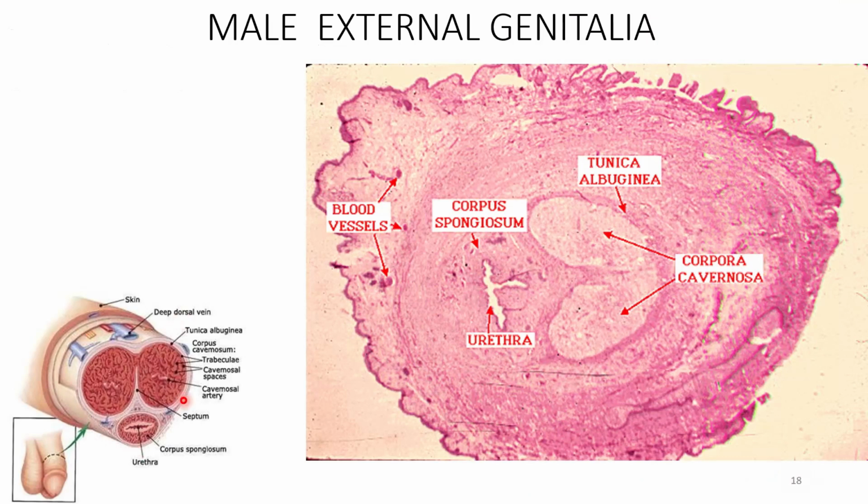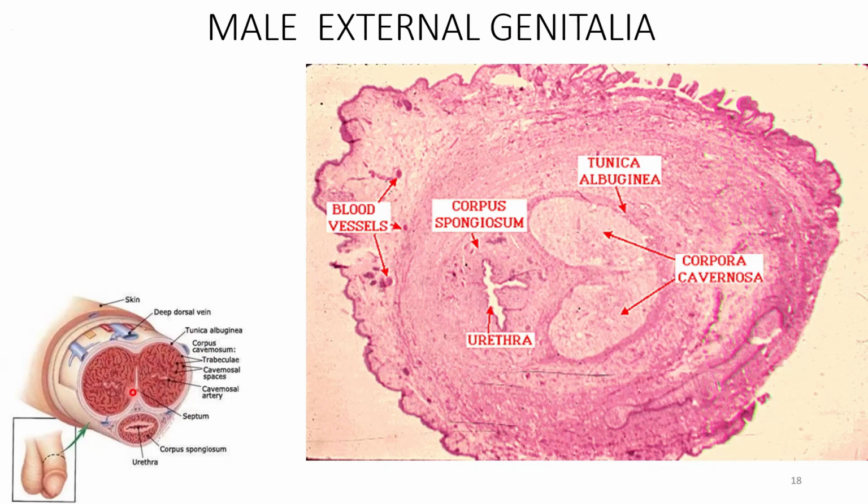Maybe before then, you need to appreciate this. We can appreciate it has an outer bit, which is the skin. Then deep to it, it's covered by the tunica albuginia. The tunica albuginia contains the erectile tissue, the corpora cavernosa and the corpus spongiosum. Before you go to the tunica albuginia, you have some blood vessels. One of them is the deep dorsal vein, as you can see there.